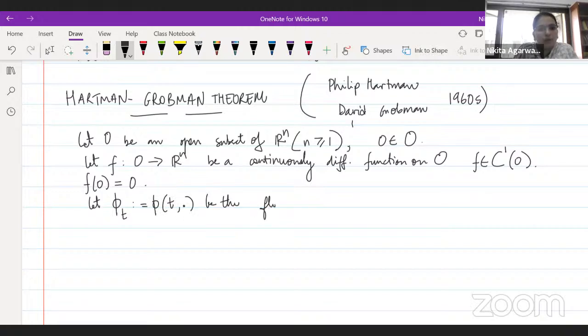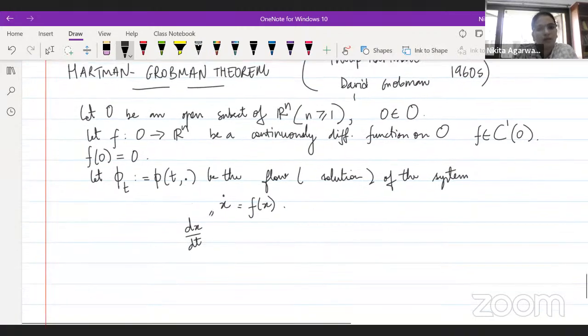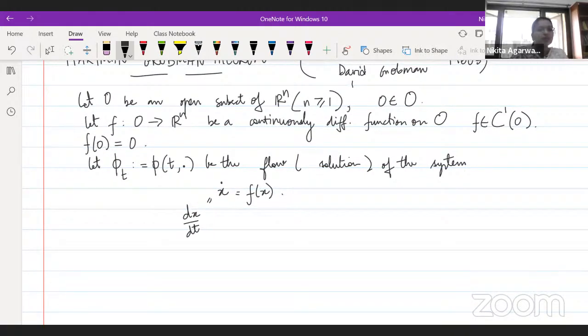So let φ_t be the flow or solution of the system x dot equal to f of x. Remember x dot is dx/dt, right? So when you look at this system, remember x, we are thinking of it in R^n. So x is actually x1, x2, and so on up till xn. And f is from R^n to R^n, so it's a vector valued function. So f also is like f1, f2, up to fn. So this system is actually, why do we call it a system? Because it is a system having n differential equations, right? That is why a system.